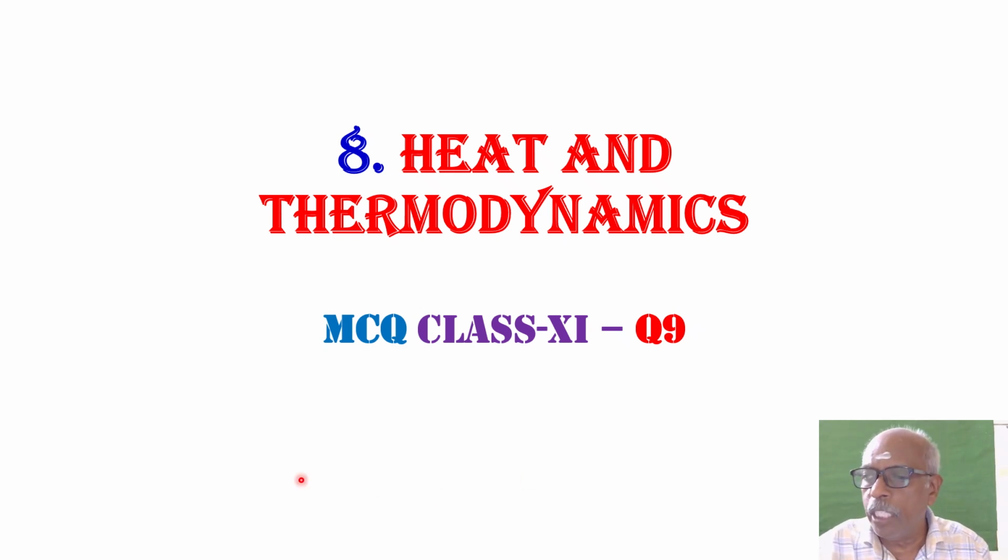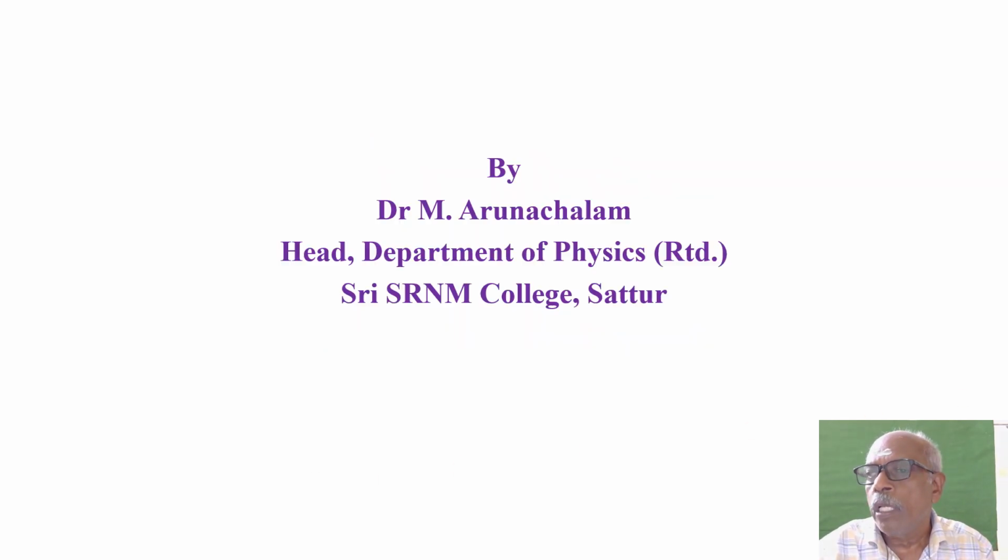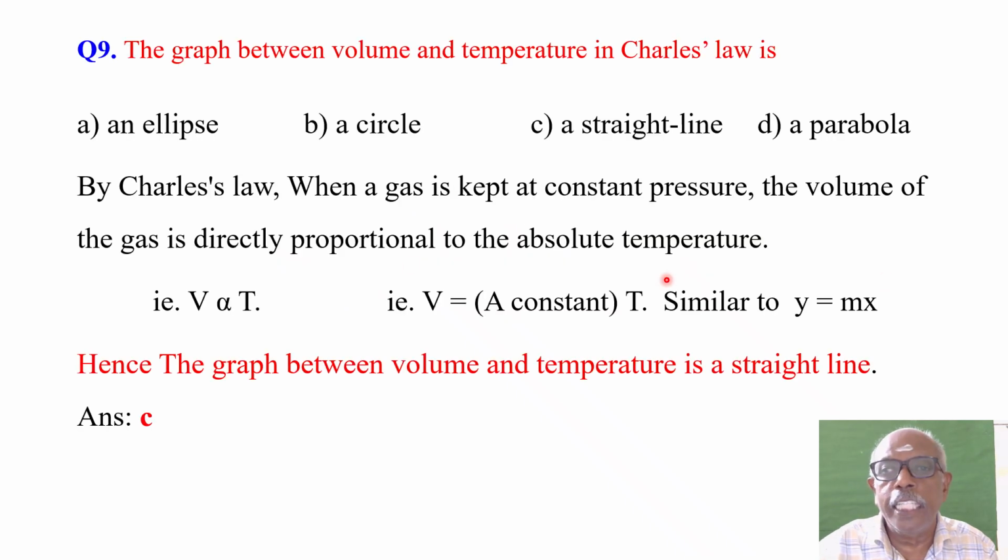In today's video, we are going to solve a multiple choice question from the chapter Heat and Thermodynamics. What is the question, sir? The question is, the graph between volume and temperature in Charles' law is an ellipse, a circle, a straight line, a parabola. What will be the shape of the graph between volume and temperature according to Charles' law?